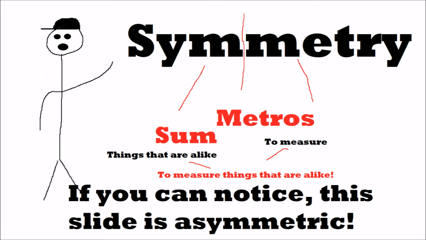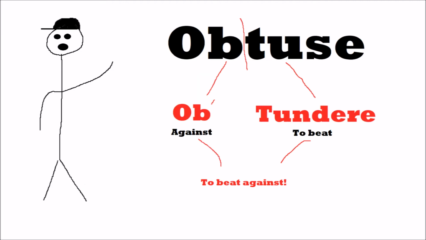Symmetry is from the Greek roots sum and metros. The prefix refers to things which are alike, and metros is the Greek word for measure. Metros is the root of the word geometry as well. Obtuse is from the Latin formation ob, against, and tendere, to beat, and literally means to beat against. An object thus beaten becomes blunt, dull, or rounded, and the application to an obtuse angle is in this sense.